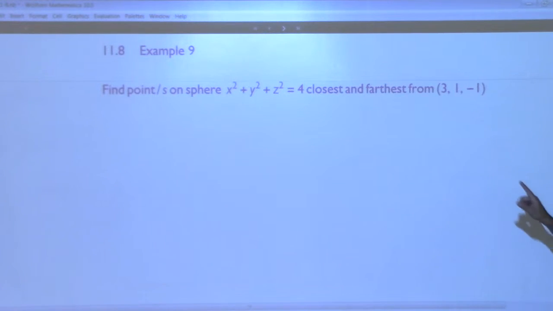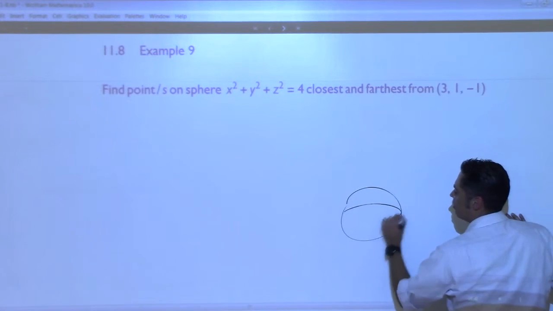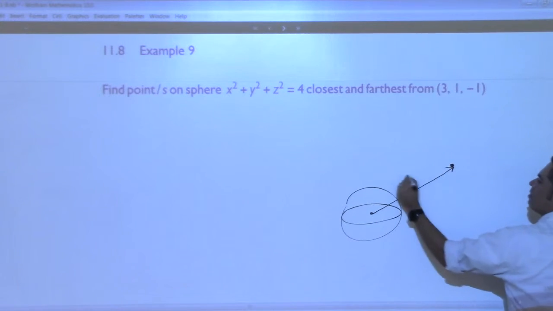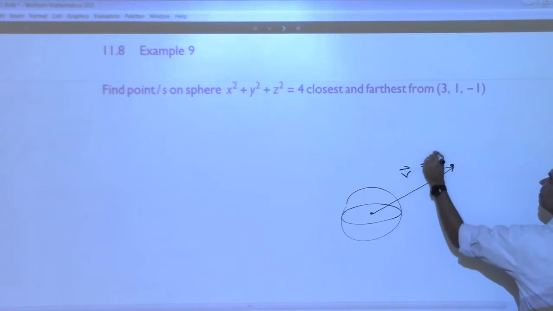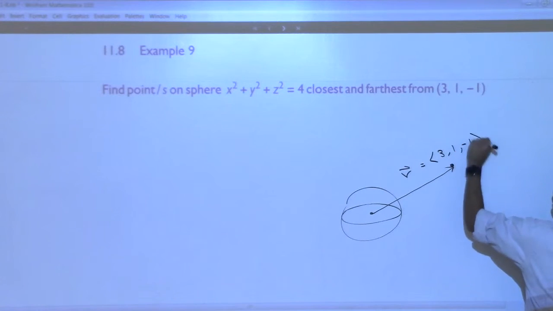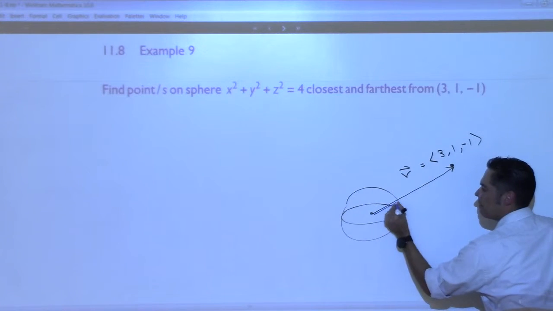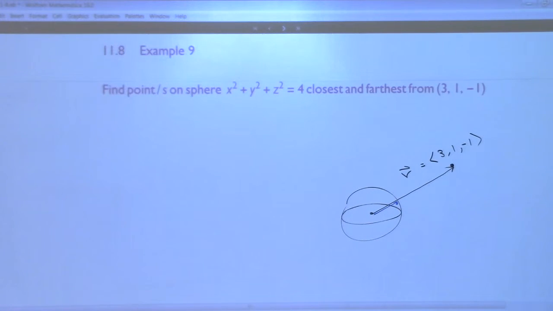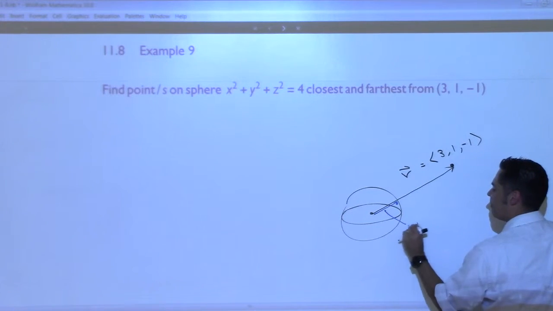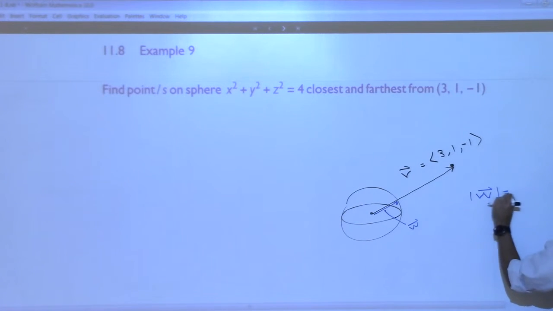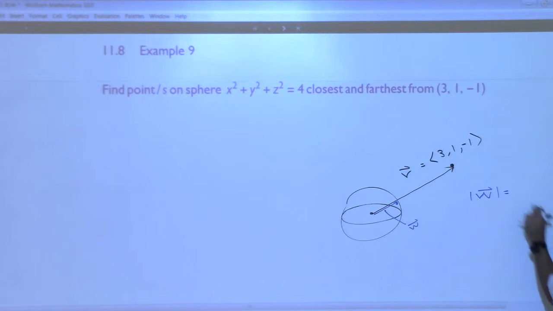So what you're saying is, let's see if we can draw a picture real quick. Here's the center, here's our point, right? You're saying draw this vector. Okay, we'll call that vector V. What is that vector? 3, 1, -1, right? And then what we're trying to do is find some scalar multiple. Okay, we're trying to find that vector. So let's call that vector W. What we need is that the length of W has to be what? 2, the radius of the sphere, right?